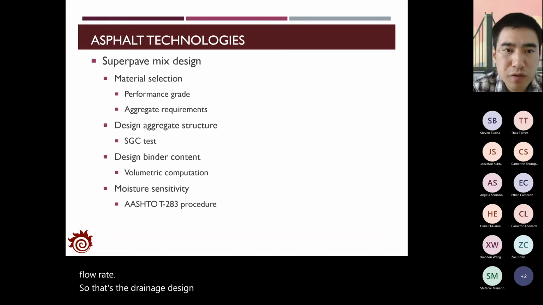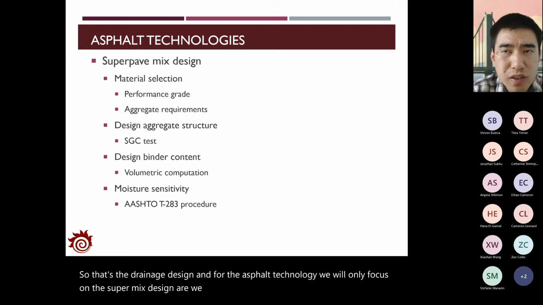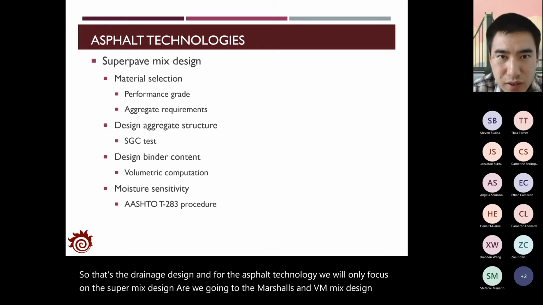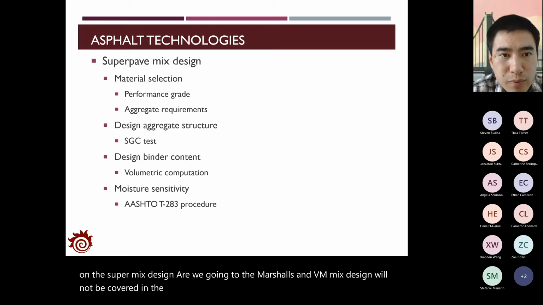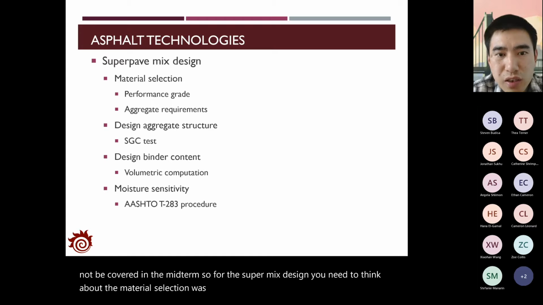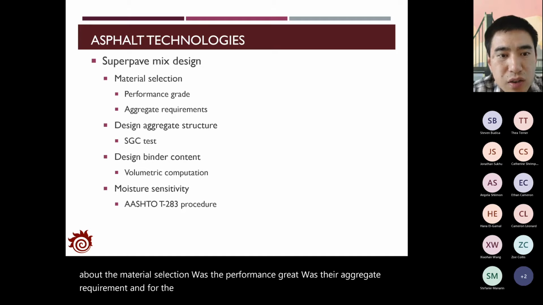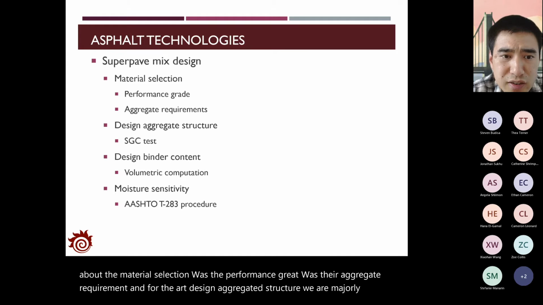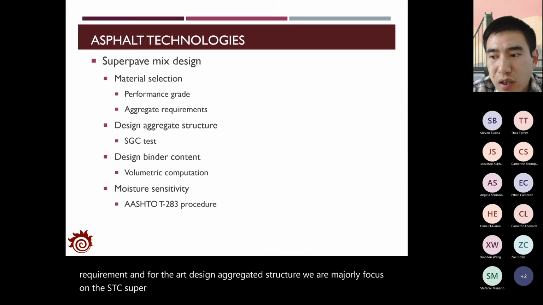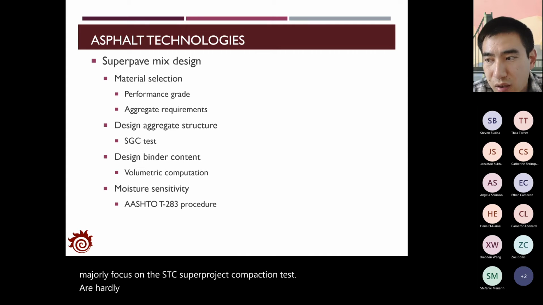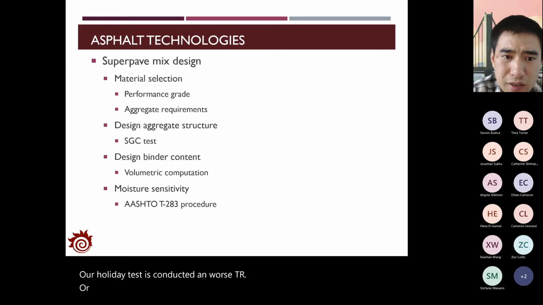And for the asphalt technology, we will only focus on the Superpave mix design. The Marshall and Hveem mix designs will not be covered in the midterm. So for the Superpave mix design, you need to think about the material selection, what's the performance grade, what's the aggregate requirement, and for the design aggregate structure, we will majorly focus on the SGC, Superpave gyratory compaction test, how the test is conducted, and how we're going to analyze the data from the test.